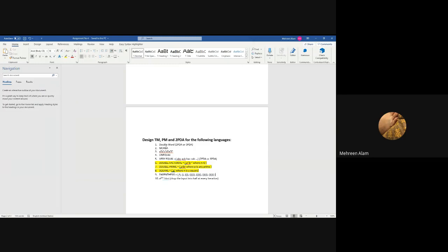Parenthesis is also doable by 1 stack, it can be done with 2 stacks as well. And then 2 raised to power n, a raised to power 2 raised to power n, is also doable by 2 PDA, Turing machine and post machine.